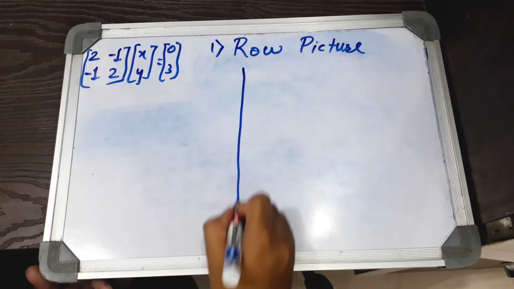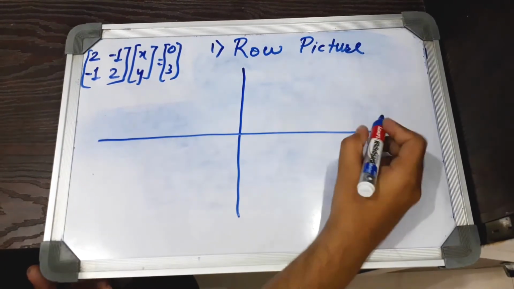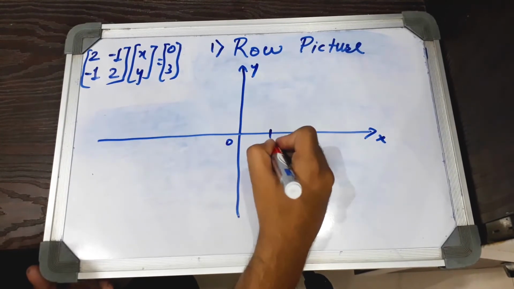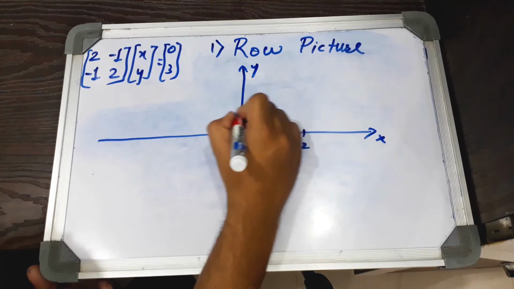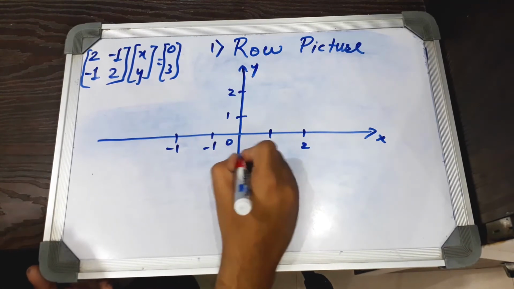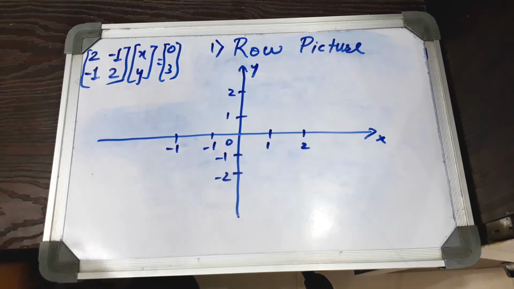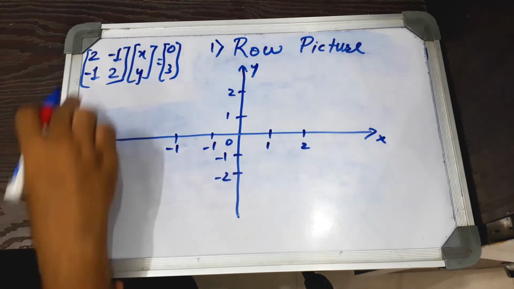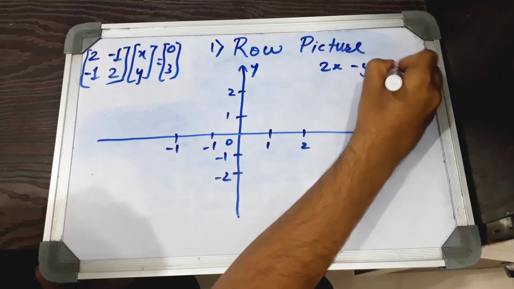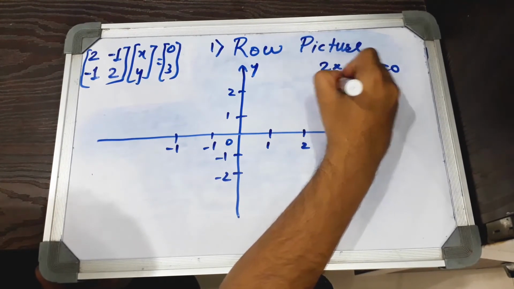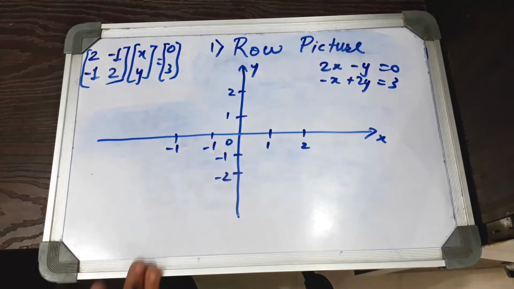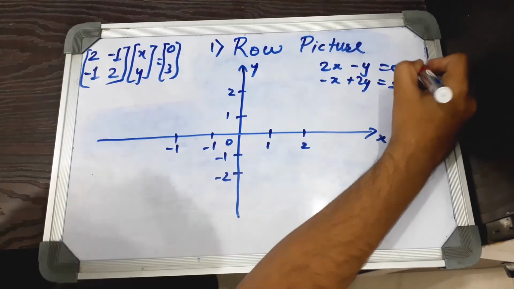Basically we have this plot of x and y. Let's say here is the origin, this is 1, 2, minus 1, minus 2 on each axis, right? And the two equations that we have are 2x minus y equals 0 and minus x plus 2y equals 3, right? So let's solve for the first equation.